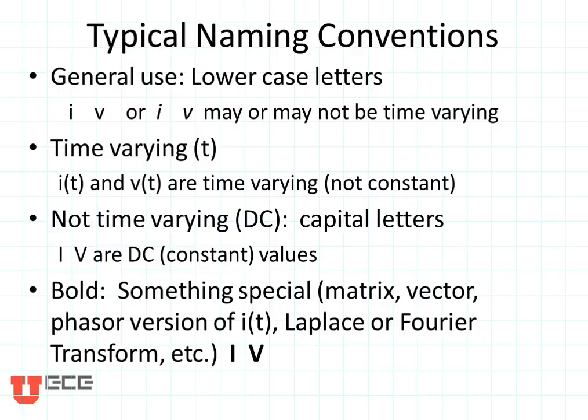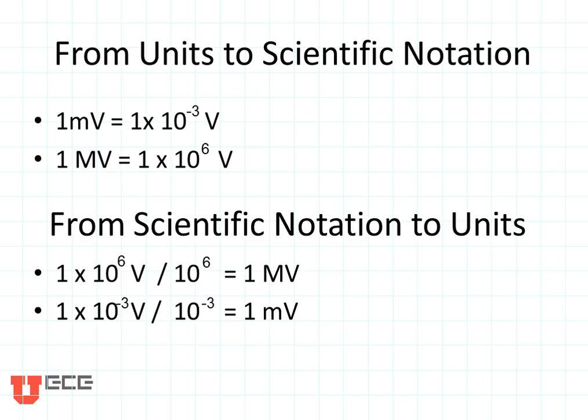There are several naming conventions that are used in our textbook and others. Current is given as I and voltage as V. Whether they're straight or italicized, these may or may not be time-varying. They're just general use letters. Time-varying current and voltage have this (t) in parentheses, indicating that they are functions of time. They are not constant. Values that are constants are DC, or direct current. They are capitalized, I and V, shown here. Bold letters are used for something special. In our book, these are typically matrices, vectors, phasors, Laplace, or Fourier transforms.